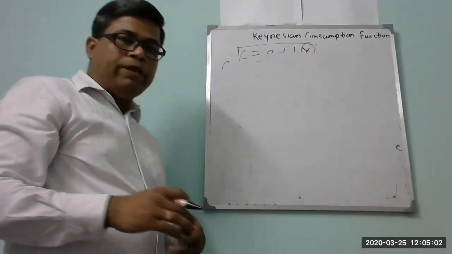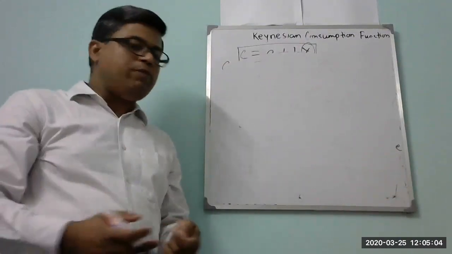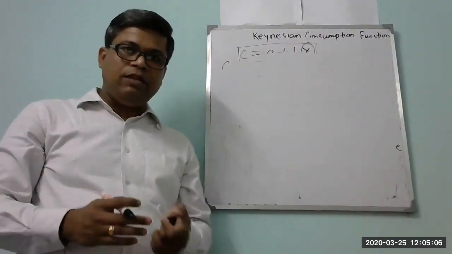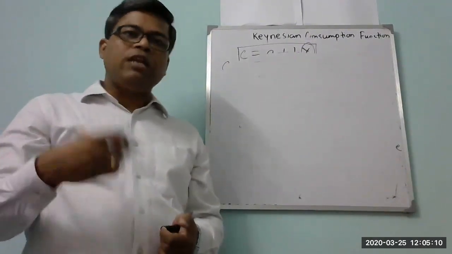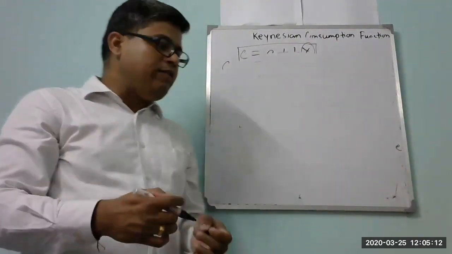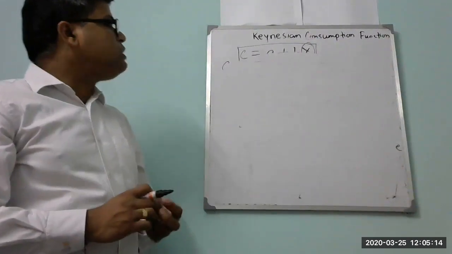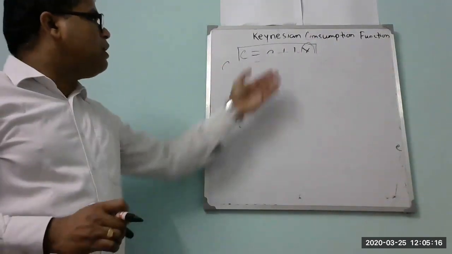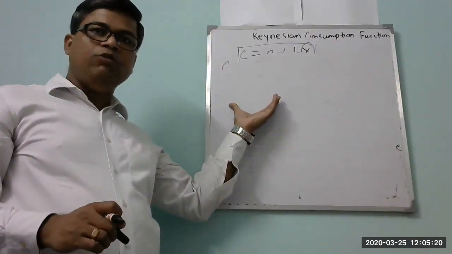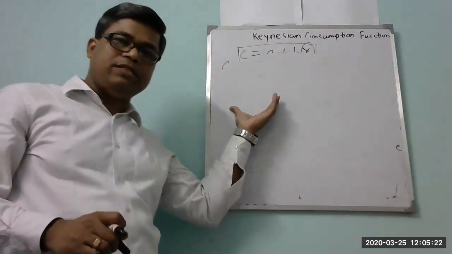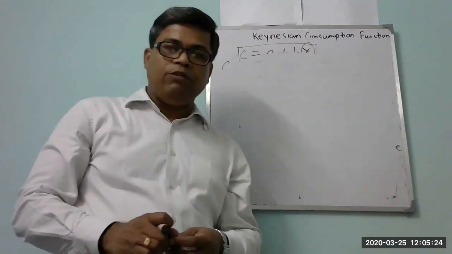If you have any doubt about the Keynesian consumption function, then you can write in the comment box. I will clarify your doubt. And in the next module, we shall be discussing the algebraic representations of the national income equilibrium and the graphical representations of the national income equilibrium.